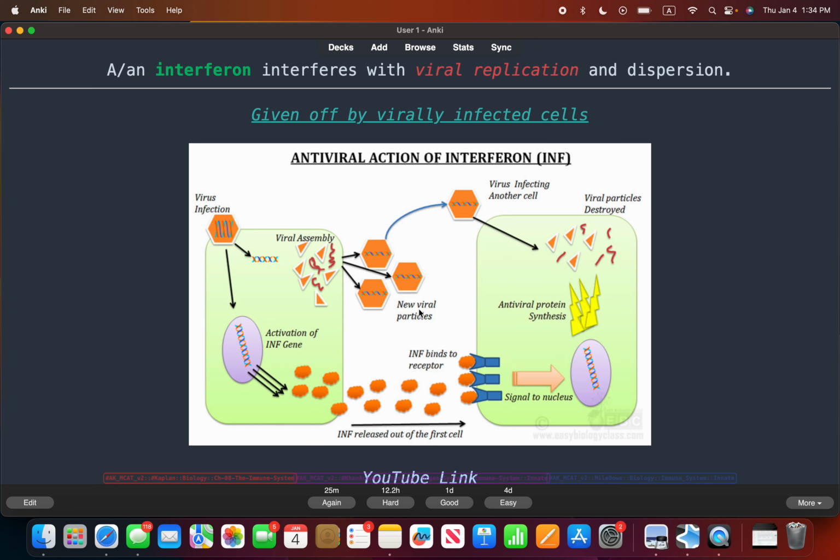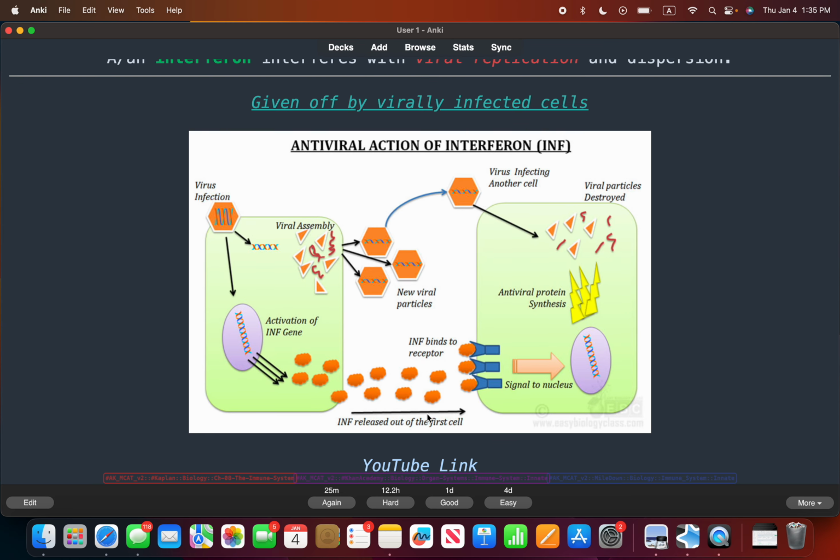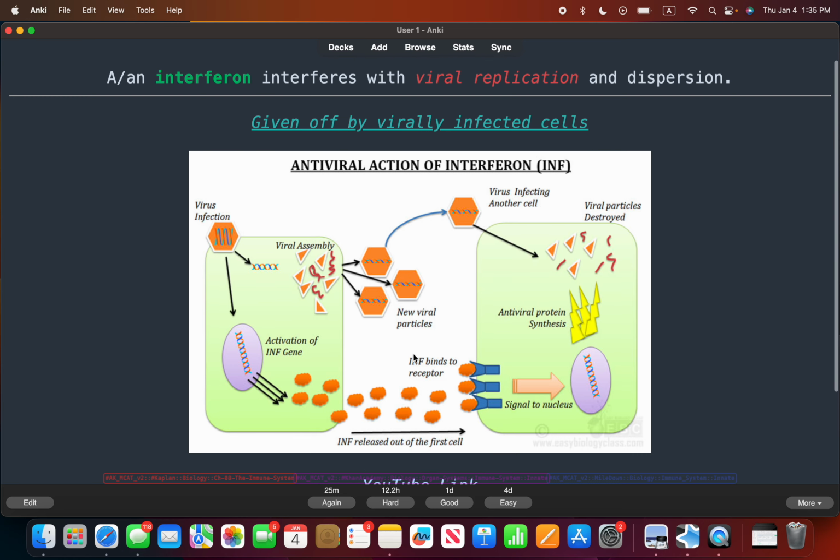But here, the INF binds to the receptors, so it gives a signal to the nucleus. It might actually be kind of a GPCR, the G protein coupled receptor chain of reaction. So it can give a cascade signal to the nucleus, and the nucleus produces antiviral protein, which destroys the viral particles. There's a YouTube video on this, so we can watch this later perhaps.